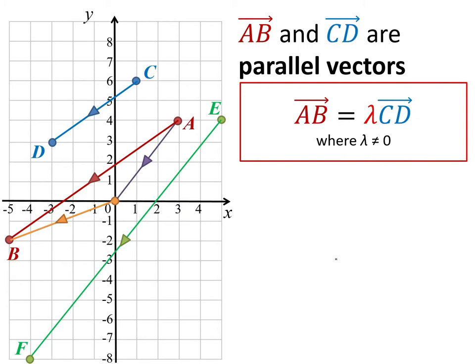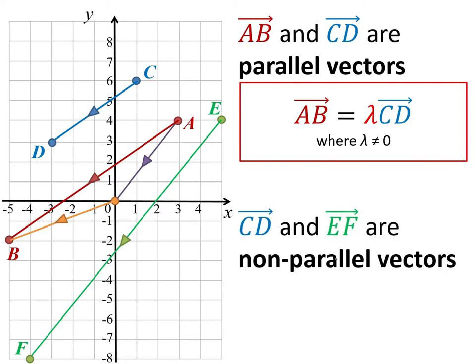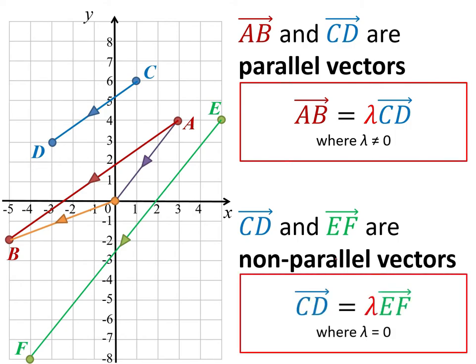Correct? So with that, we can make another conclusion that if two vectors are not parallel, for example CD and EF, then if we compare them with lambda, the lambda will be 0. Why? Because that is the only value to show that the ratio does not exist. I repeat again. If they are parallel vectors, the ratio will exist between them. The ratio shows which vector is longer and which vector is shorter. But for non-parallel vectors, the ratio does not exist. So that's why the lambda will be 0.